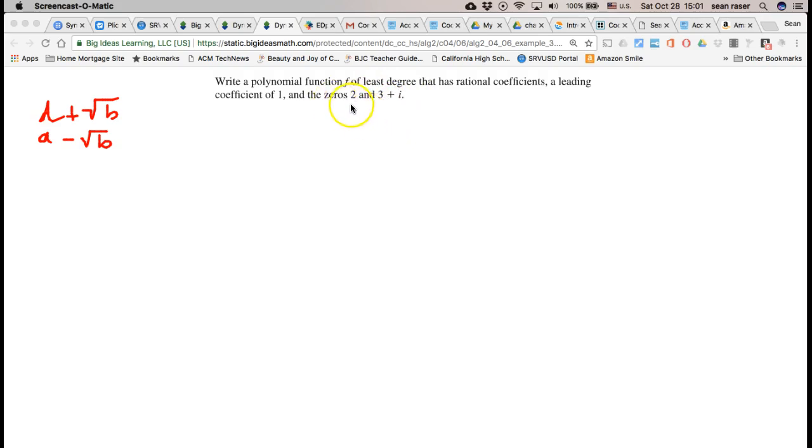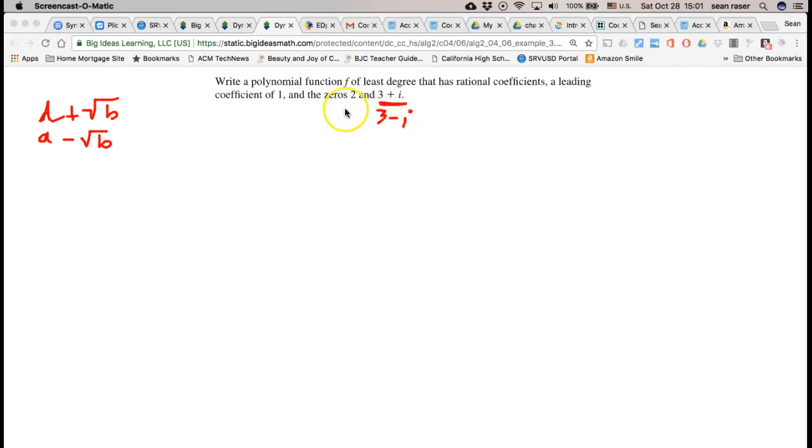Well, here we know that these aren't the only two zeros, because one of them, 3 plus i, is imaginary, so its conjugate, 3 minus i, must also be a solution. So that's the key to this problem right here: when you see that you've got a polynomial that has an imaginary solution, its conjugate also has to be one. So that's the first step here, is knowing that we don't have just two zeros, we have three.